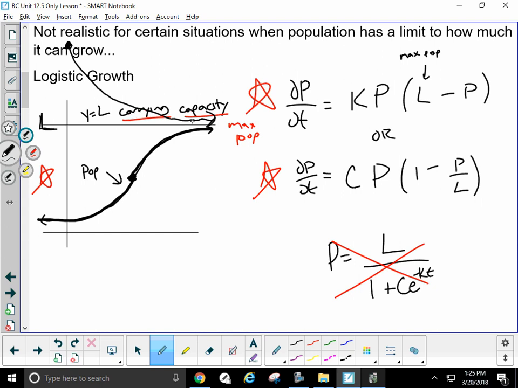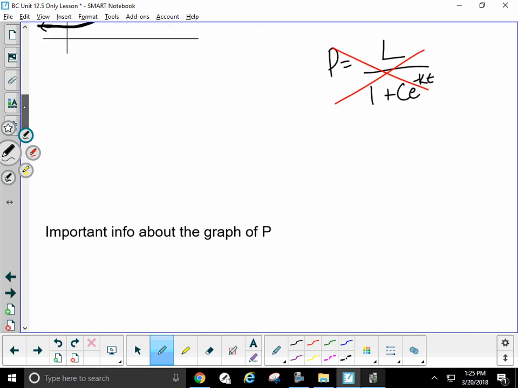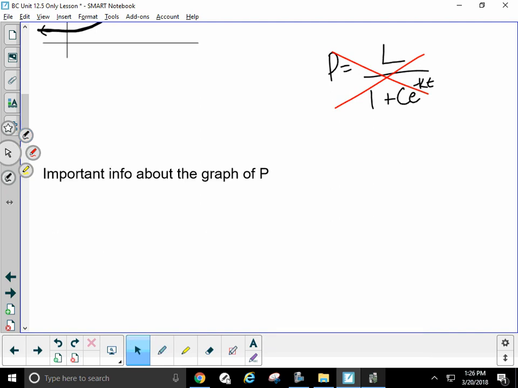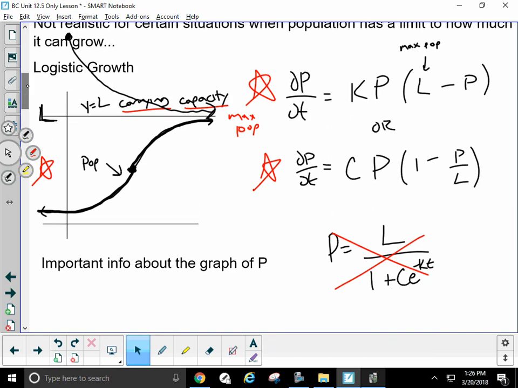So this might happen. There are key pieces of information that we need to know. No matter where you start, above or below your carrying capacity, your population will always trend towards your max capacity.